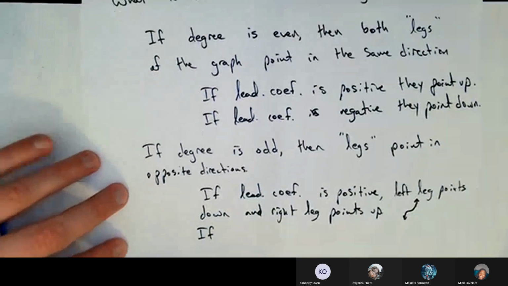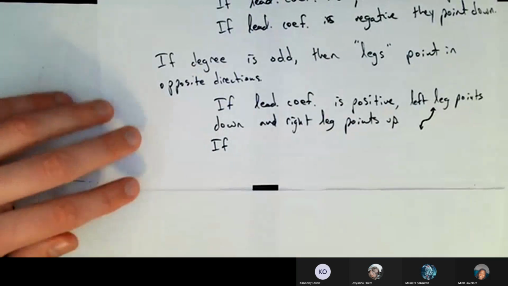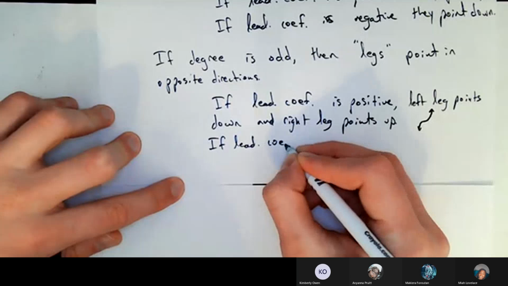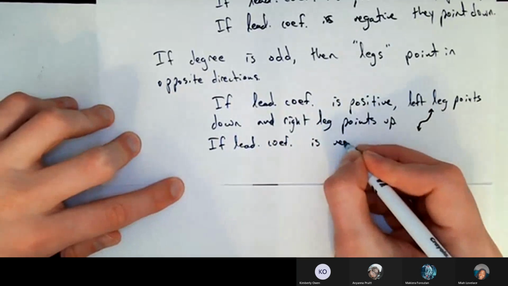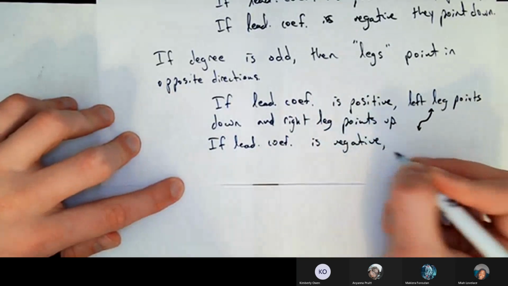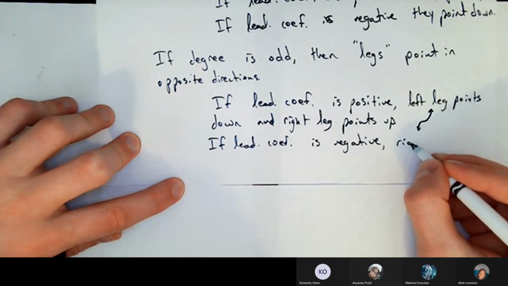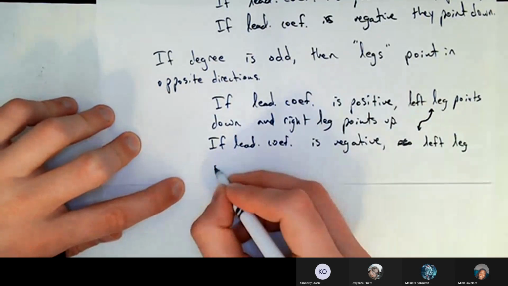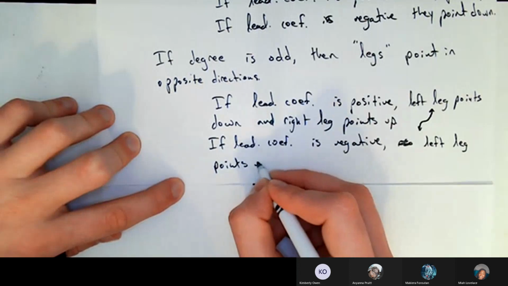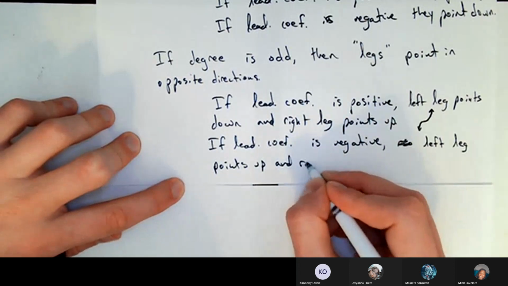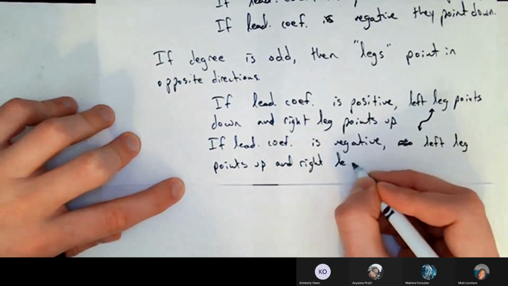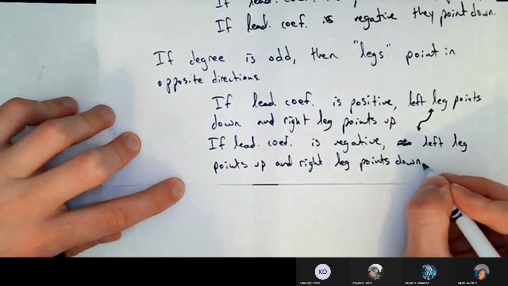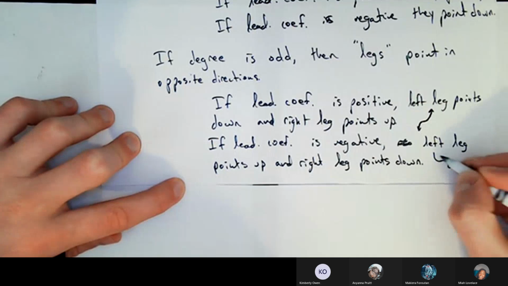If the leading coefficient is negative, then the opposite. Right leg, no, let me go. The left leg points up and the right leg points down, like this.